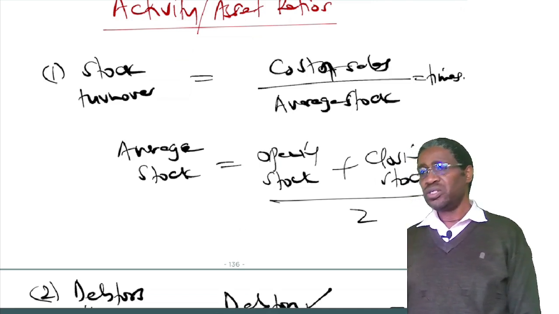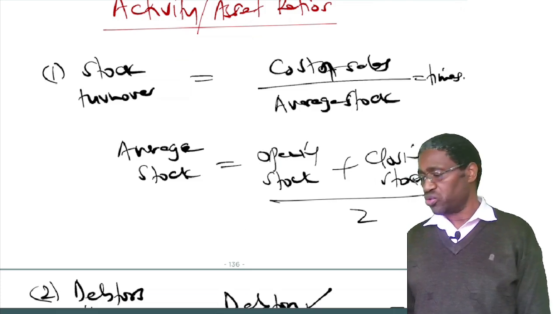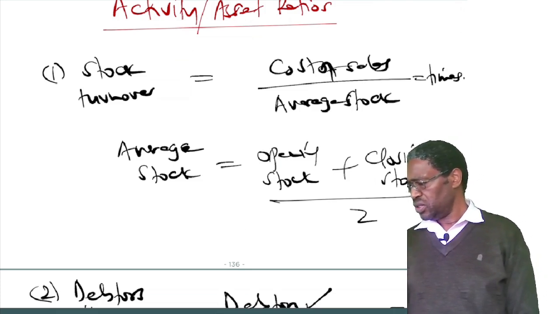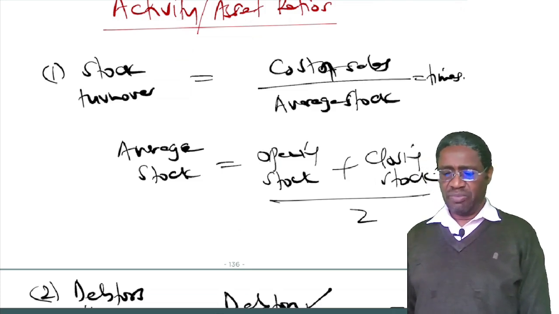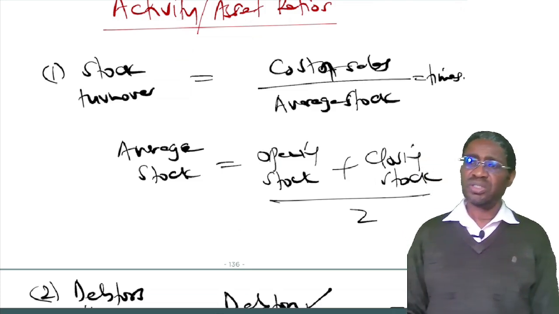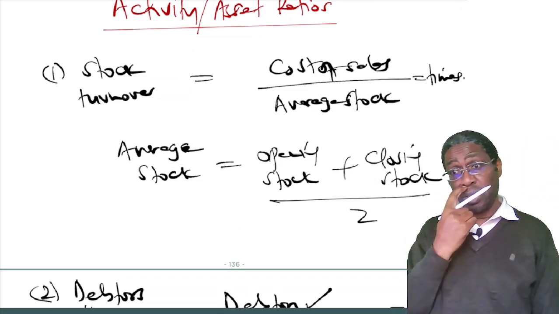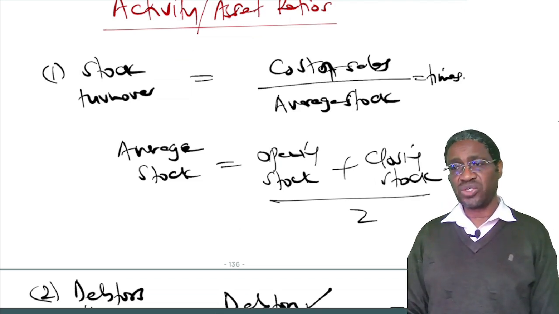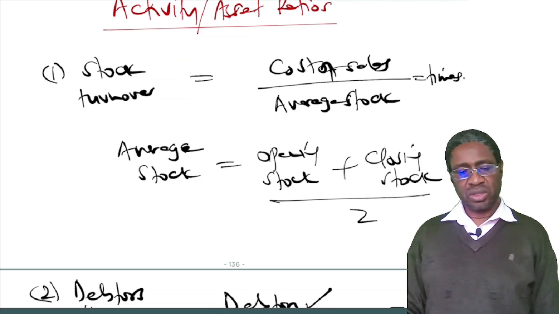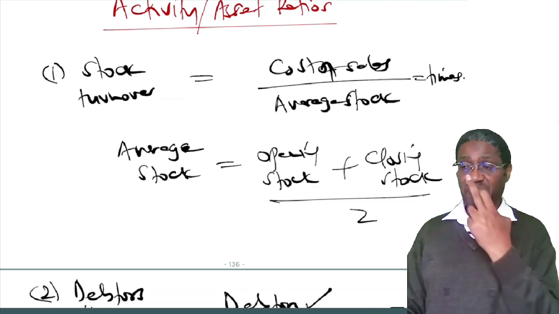Whatever answer you get, you say equals to times. Then below there, you can say average stock. Average stock is equal to opening stock plus closing stock divided by 2.